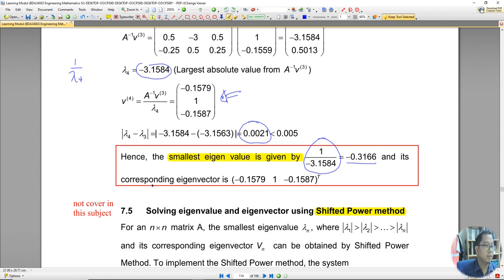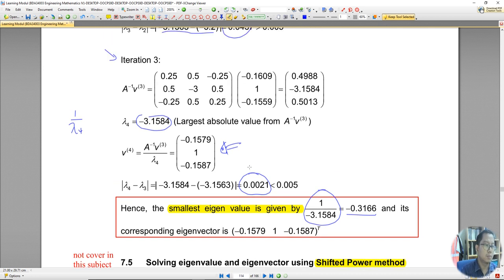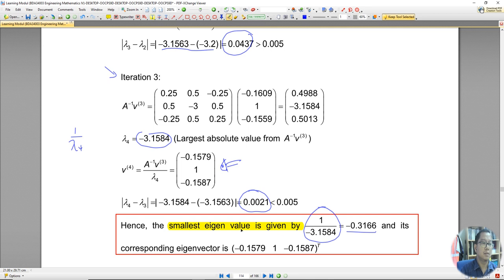We also have solving eigenvalue and eigenvector using the shift power method, but unfortunately it is not covered in our syllabus, so we stop at this topic only.